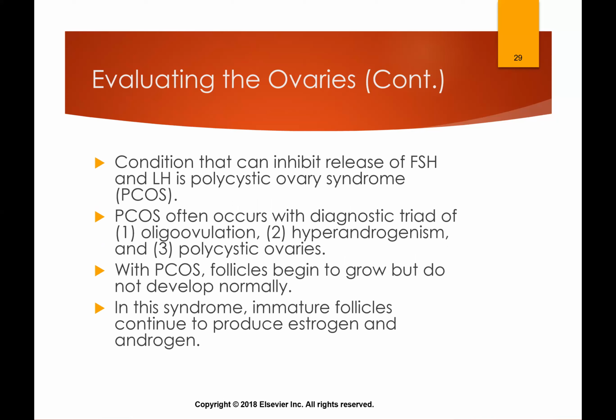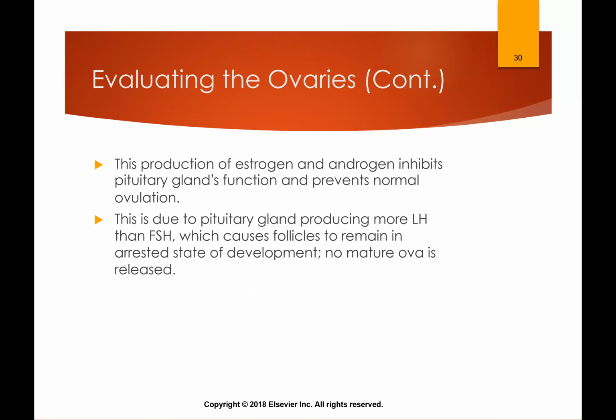Now, the condition that can inhibit release of the FSH and LH is called polycystic ovarian syndrome, PCOS. PCOS often occurs with a diagnostic triad of these three things: oligo-ovulation, so the patient's not ovulating correctly; hyperandrogenism, they have extra androgen; and polycystic ovaries. With PCOS, follicles begin to grow but do not develop normally. You have a lot of immature follicles that continue to produce estrogen and androgen, but nothing really reaches its peak. This production inhibits the pituitary gland's function and prevents normal ovulation. This is due to the pituitary gland producing more LH, luteinizing hormone, than follicle stimulating hormone, which causes the follicles to remain in an arrested state of development. So no mature ova is released.